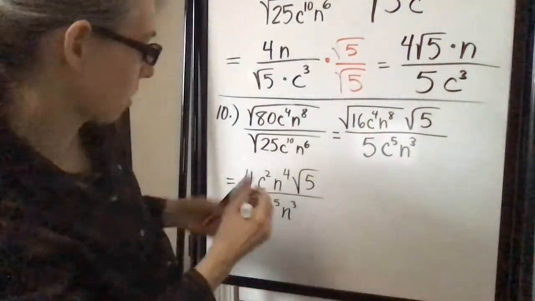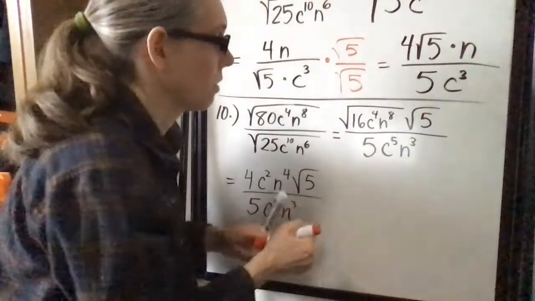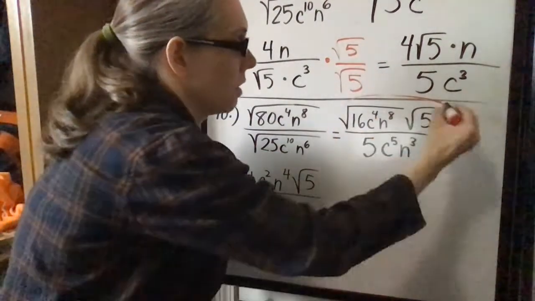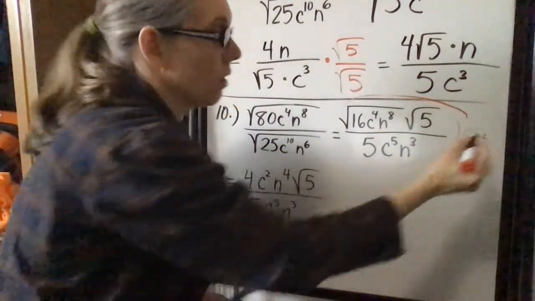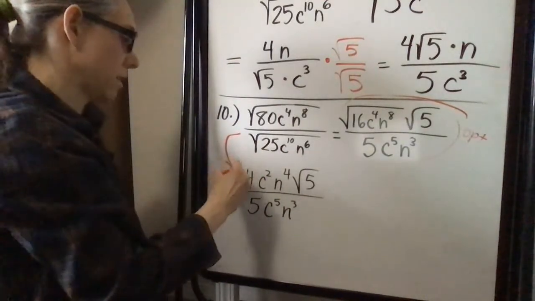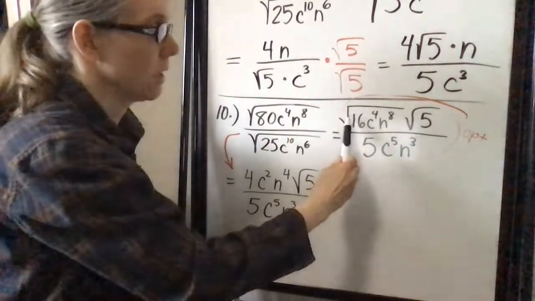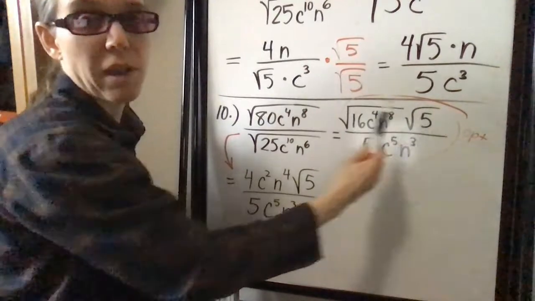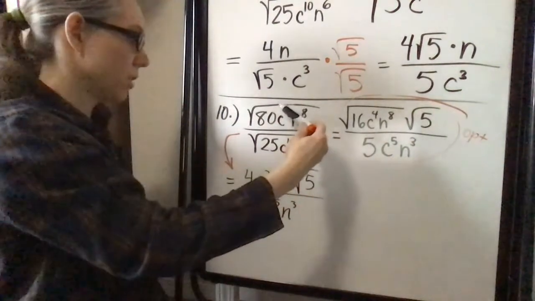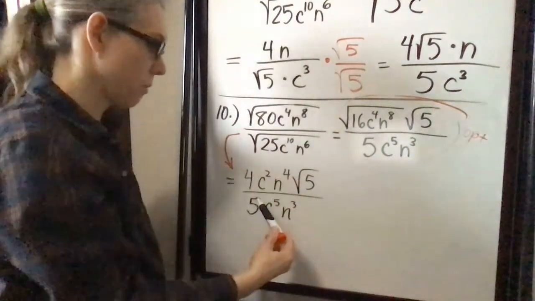And this right here is optional. So this one right here is optional work. You can go straight from here to here. So if you do not need to split into two separate radicals in order to simplify your radical, you are welcome to go straight from here to here.